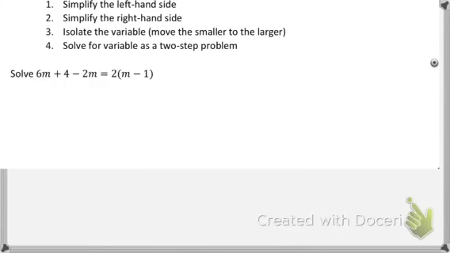So here we're going to have an example, and notice I have the 4 steps. Solve 6m plus 4 minus 2m equals 2m minus 1. First thing we have to note is that there's variables on both sides. Now what we want to do is simplify the left-hand side by combining like terms.